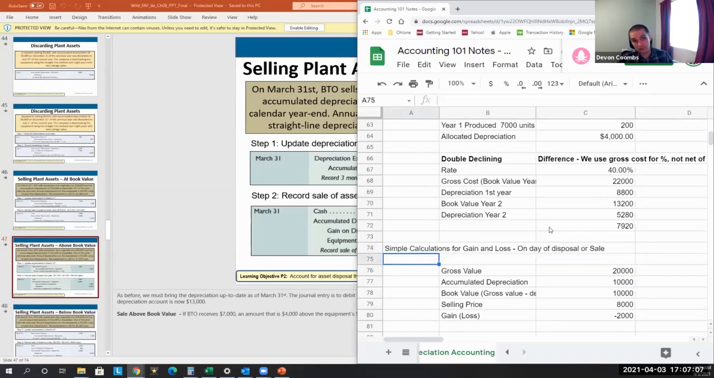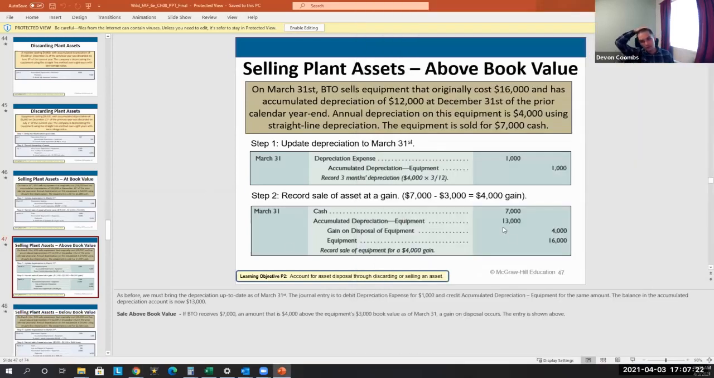Then we get a gain or loss. It makes sense. Did we sell it for more than it's worth today on our books? Important note is that if it's worth more on our books today, it doesn't necessarily mean that it's worth more from a fair market value. Remember, accounting is different than fair market value reporting. So, which is why we can have gains and losses accordingly.